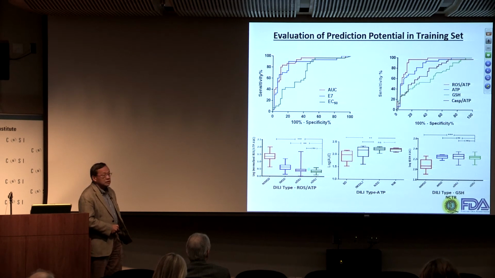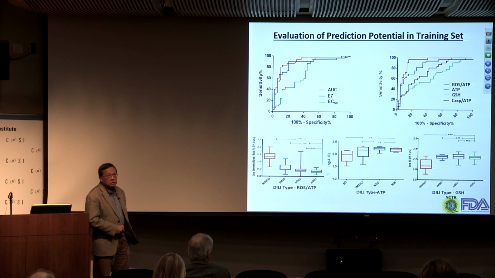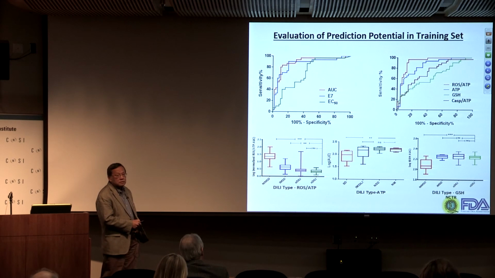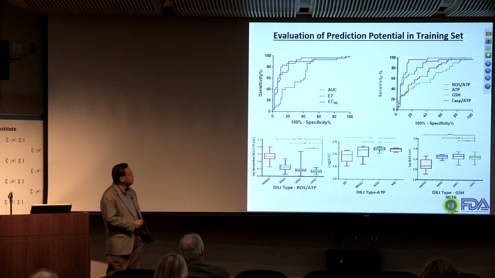There is no difference with overall DILI. So what is overall DILI? Those are DILI drugs that do not cause acute liver failure, so they are still DILI drugs. Then we have some non-DILI drugs. You can see there is no statistical difference between the overall DILI and the non-DILI. But there is a statistically significant difference for the non-immune-mediated severe DILI, and also for the immune-mediated severe DILI, ROS/ATP still shows a statistically significant difference.